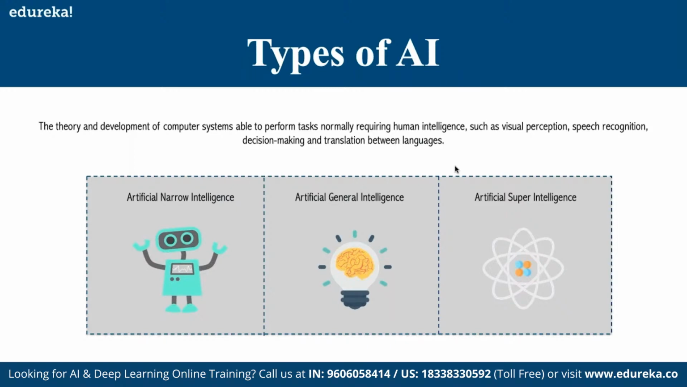Google Maps, Google gives some suggestions. Sometimes Google Maps also irritates, about which route you have to take to reach some destination. So that's basically narrow intelligence, which we currently have in the current environment. But the second thing is general intelligence, which we can call strong AI, that involves machines possessing the ability to perform any intellectual task that a human can.